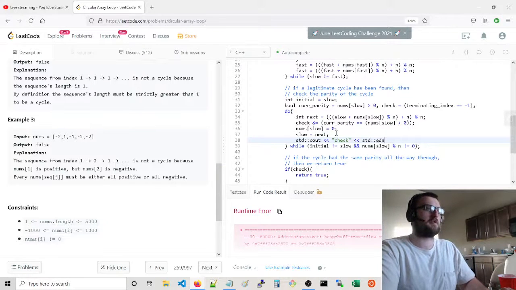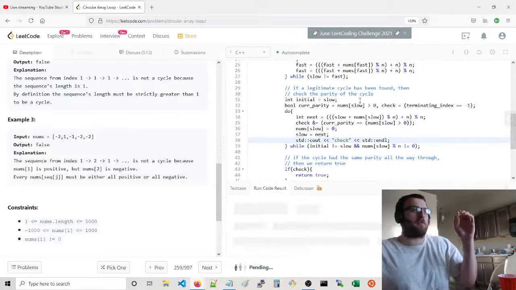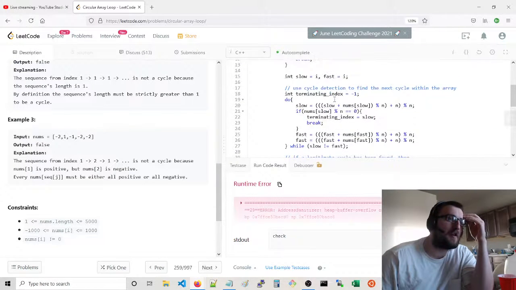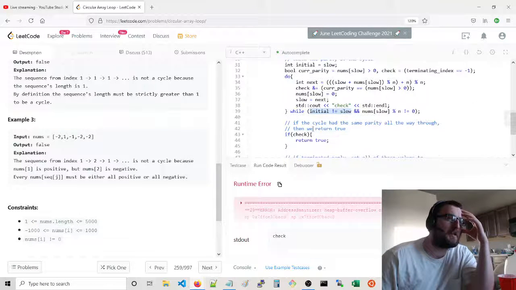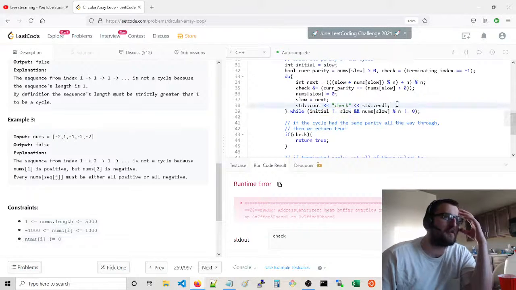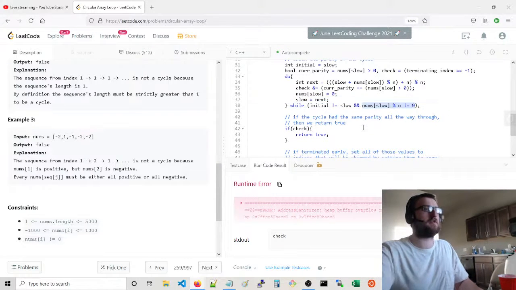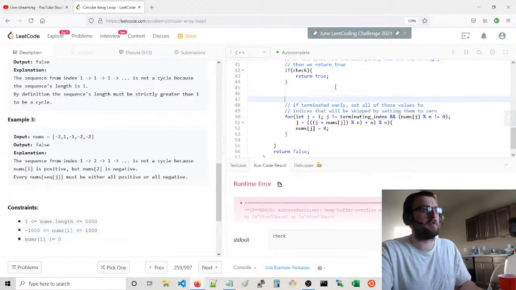Isn't this the one that's causing us problems? What happened here? Check. While initial not equal to slow, which they're not equal to each other, right? Slow is, oh no, they are equal. Wouldn't they just break here? So this is not the problem. Actually, that doesn't matter. It didn't move anywhere. It's this one that's the problem.